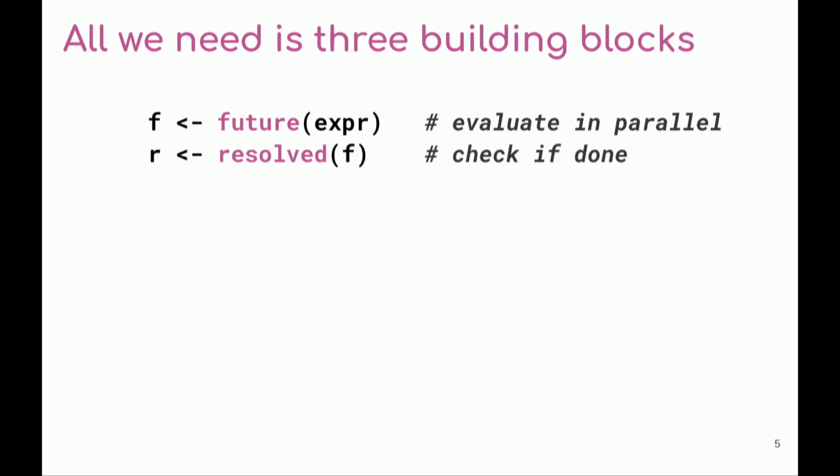And then you can go to that thing in the background and say, are you done? You call resolved, true, false, true, false. And depending on the answer, in your code, you can do different things. And of course, at the end of the day, you want the value from this expression to come back to you. So that's a function called value. And if it's not done yet, it will wait till it's done. So these three constructs are very powerful.